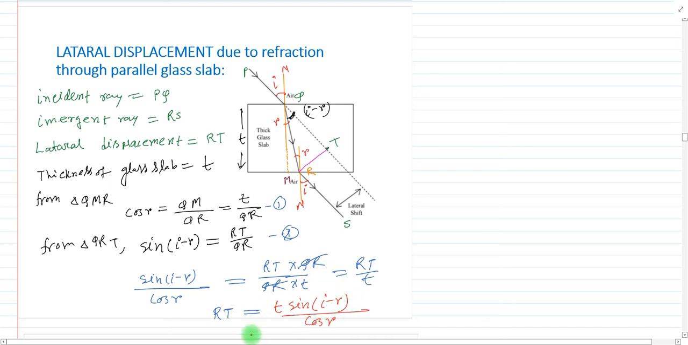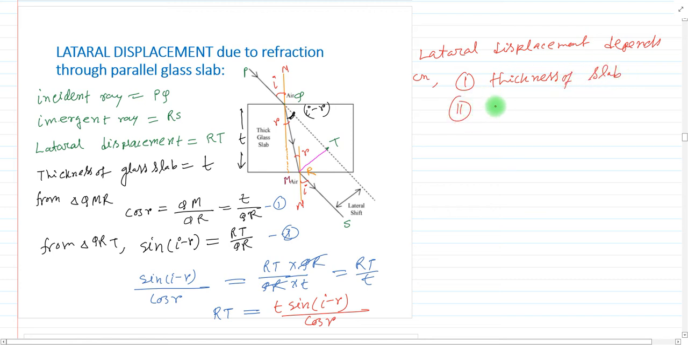Okay. So lateral displacement, on which property does it depend? We can find out that thickness of glass slab. So lateral displacement depends on: one is thickness of slab, means glass slab; two, angle of incidence; and it also depends on refractive index.